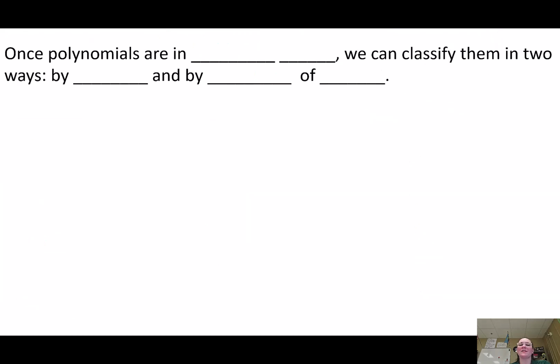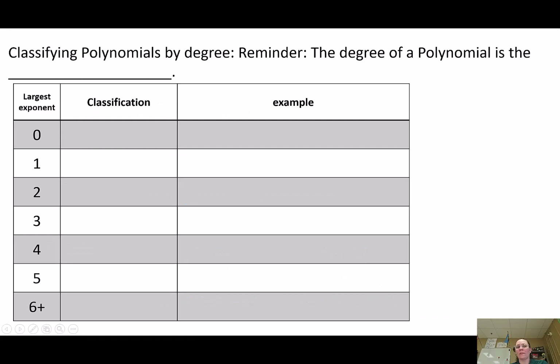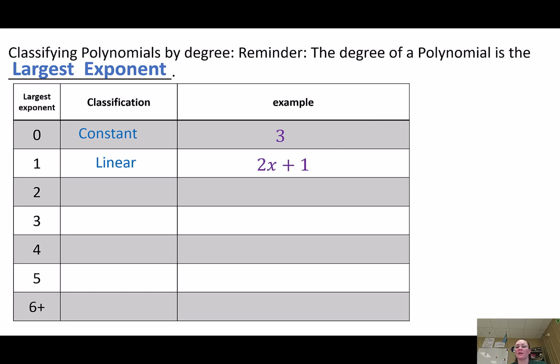So once polynomials are in standard form, we can classify them 2 ways: by using the degree and by the number of terms we have. Remember, classifying polynomials by degree. The degree of the polynomial is its largest exponent. So if my largest exponent is 0, that's just a constant. This is just any number we have, like 3, 4, 5. If all I have is a number, it's called a constant. This is something we've come across already. If I have a degree of 1, that is linear, like 2x plus 1. My largest exponent there is 1.